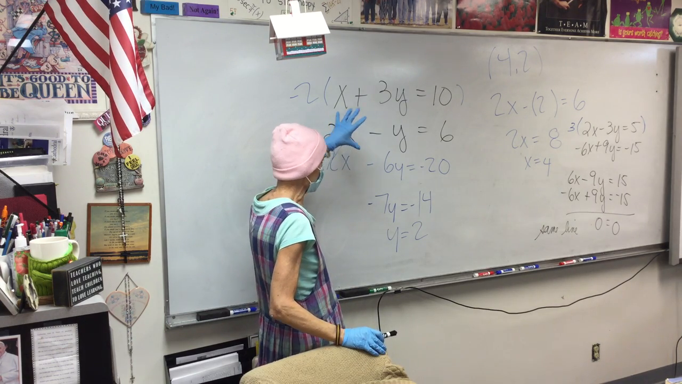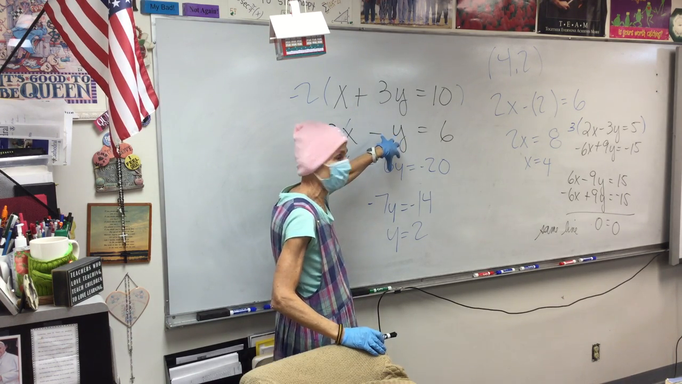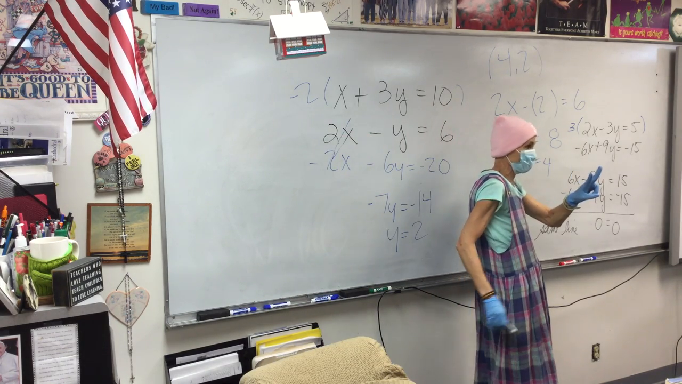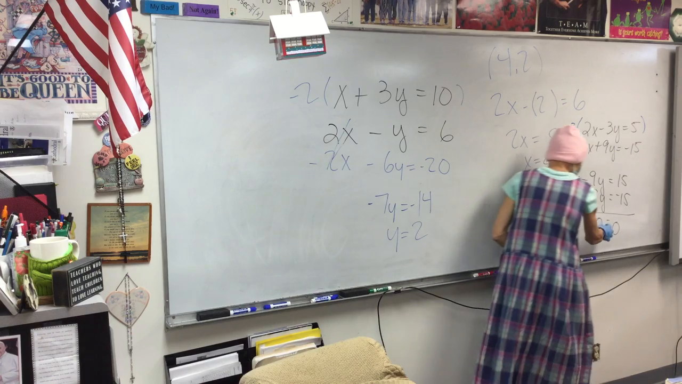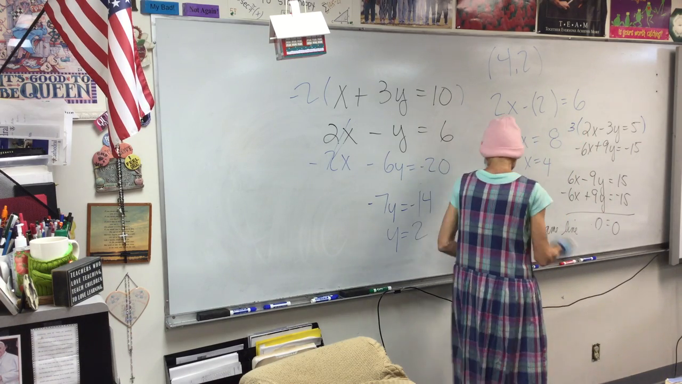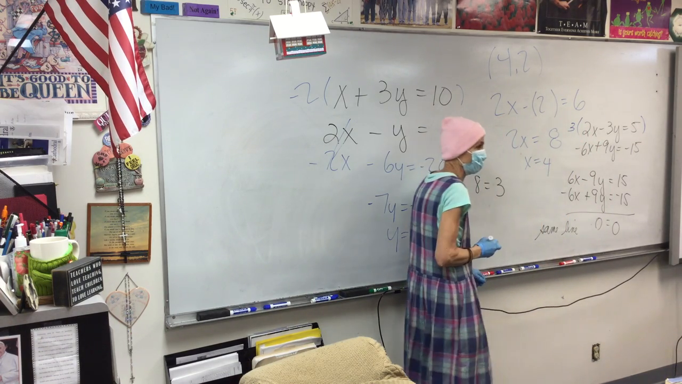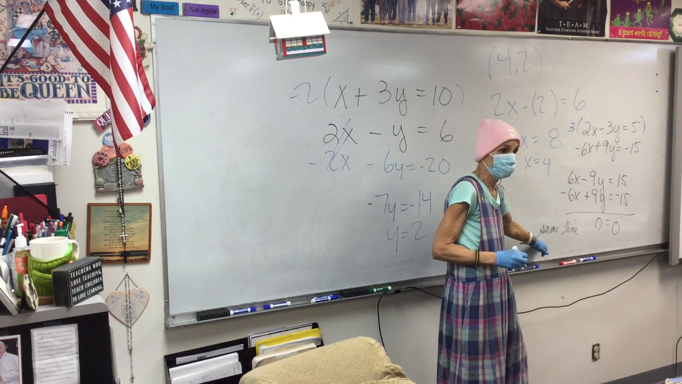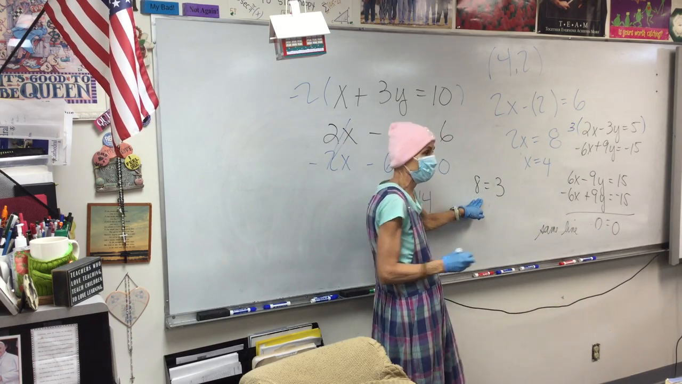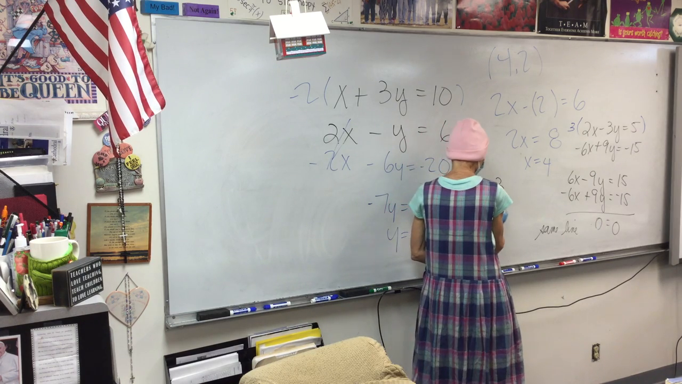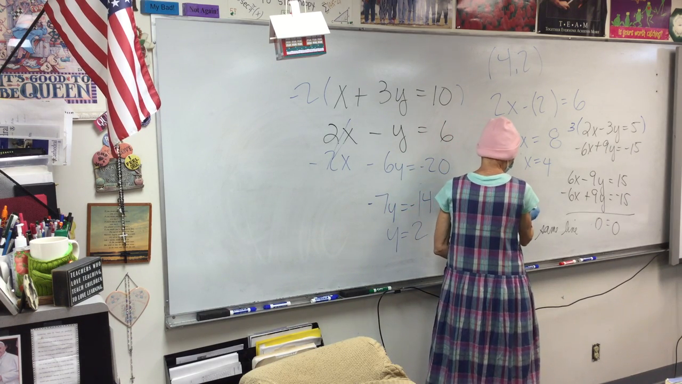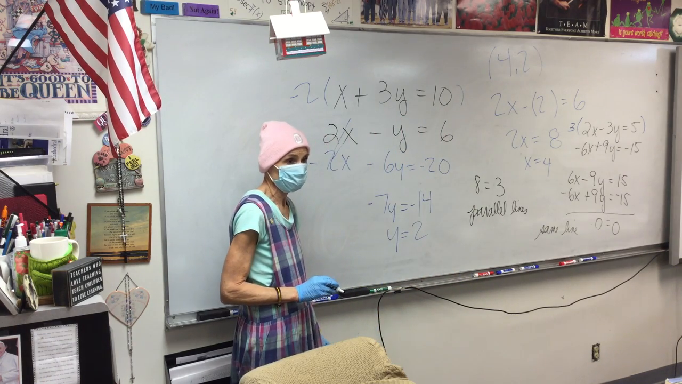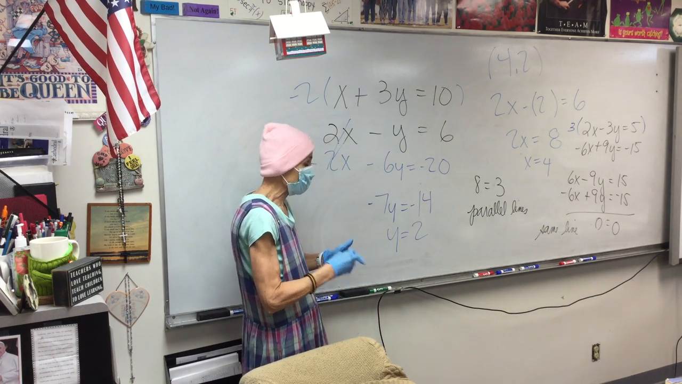Remember, I call this a normal problem where you get a normal answer. You have two weird situations. Something like this, and then something like this. This one means they're the same line. What does this one mean? Parallel. Parallel lines, yep. Otherwise, you're going to get an answer like that. Good. Anybody else?